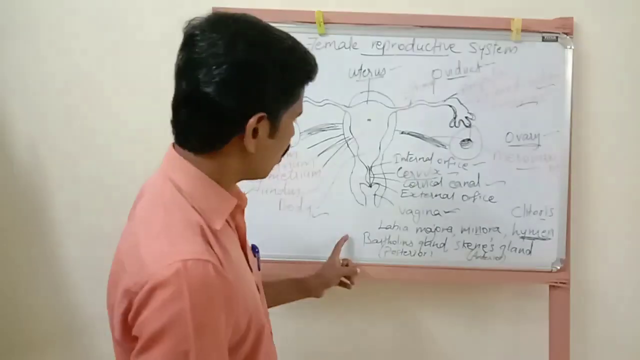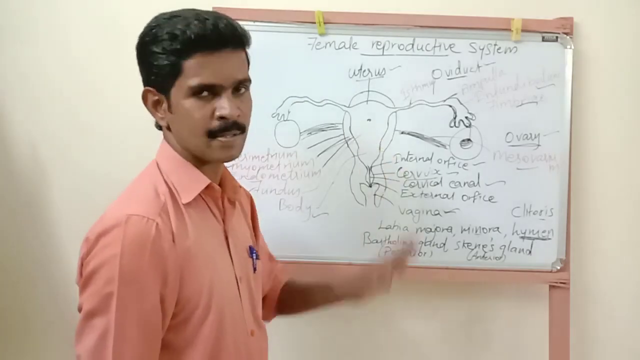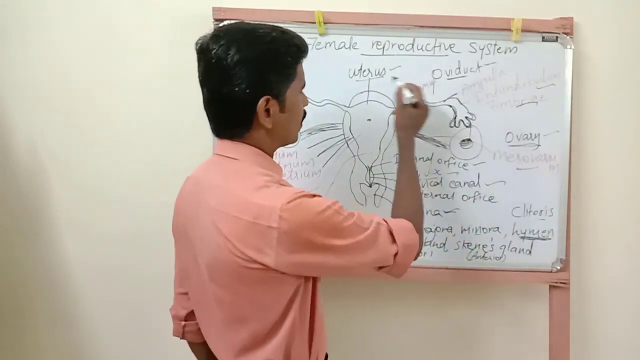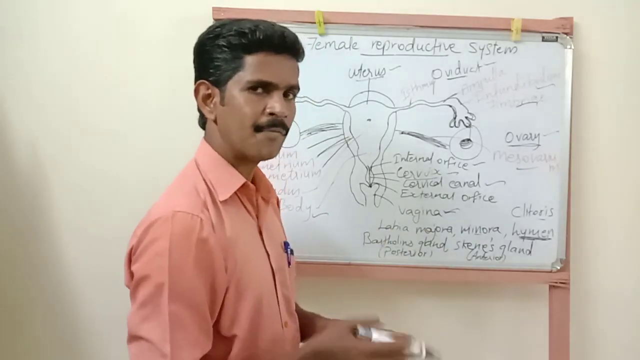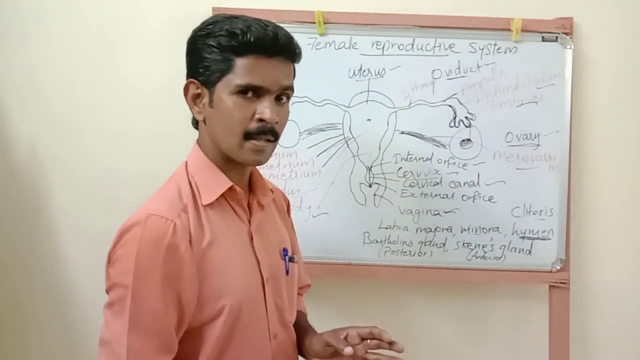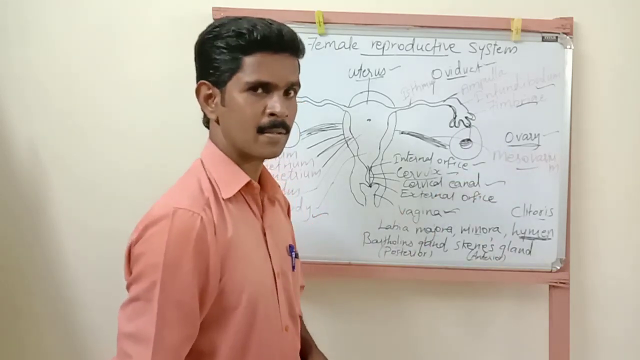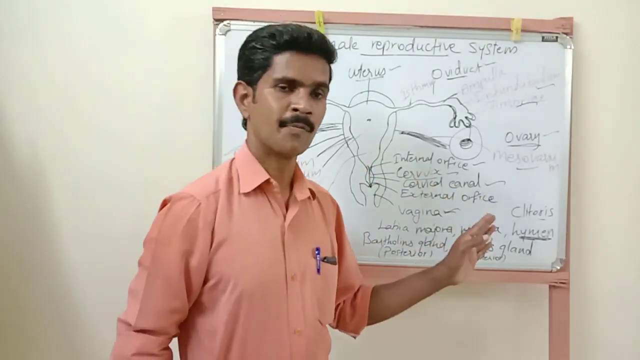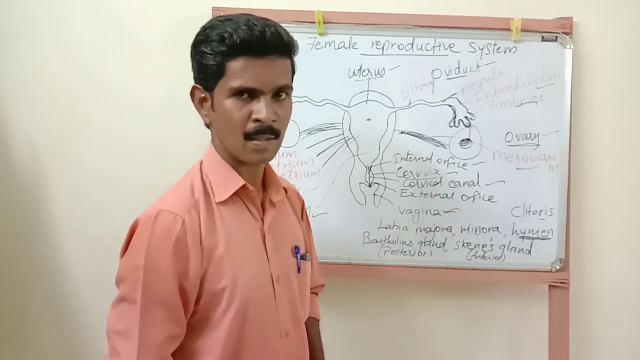Understand, my dear students? So now we have completed the structure of the female reproductive system. I explained all the organs: ovary, oviduct, uterus, then cervix, next vagina. So these are the major organs of the female reproductive system. Here, these four organs, oviduct, uterus, cervix, and vagina, are called accessory organs. The ovary is the primary sex organ in the female reproductive system. Understand? So now we have completed one important 5-mark question: structure of the female reproductive system. Understand, my dear students?